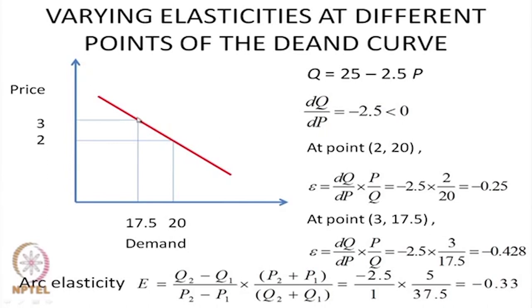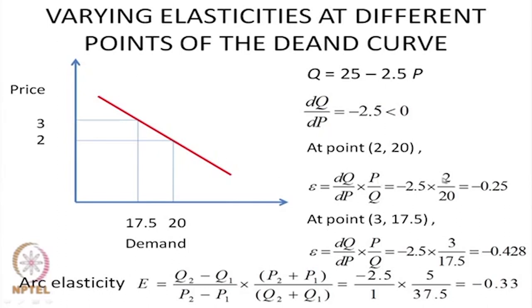Now, I have taken two points. Let us take that this is the first point. If price is 2, then putting this value here, 2.5 into 2 is 5, 25 minus 5 is 20. Therefore, the demand is 20. So, this is the point of price 2 and quantity 20. Now, at this point, if I calculate my point elasticity, the equation is dq/dp multiplied by p/q. Already we have found dq/dp, which is equal to minus 2.5. So, this value I put here as minus 2.5, multiplied by the values of P and Q at this point.